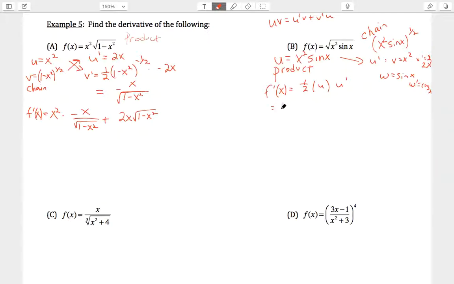So it equals 1/2. What is u? x squared sine x, to the negative 1/2 power, times x squared times cosine x plus sine x times 2x. It's a negative 1/2 power, isn't it? Yes, negative 1/2. I left it off there, sorry, my bad. Oh, it's plus. Right? Product is plus.